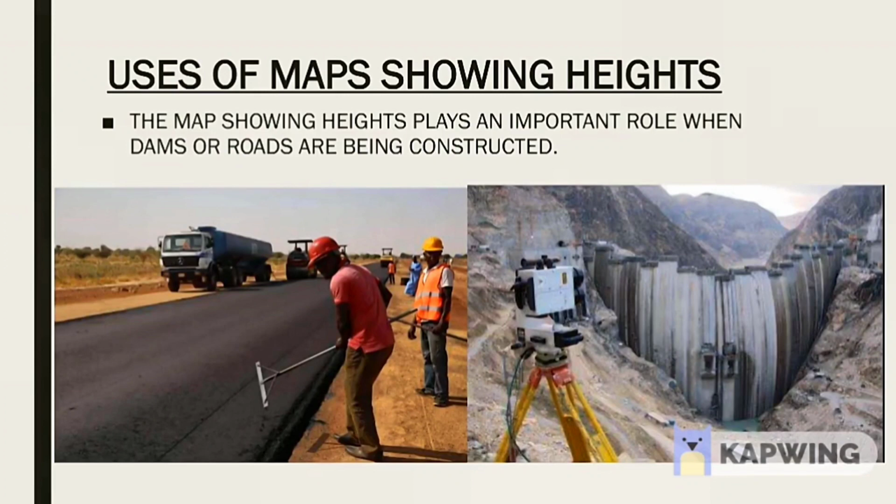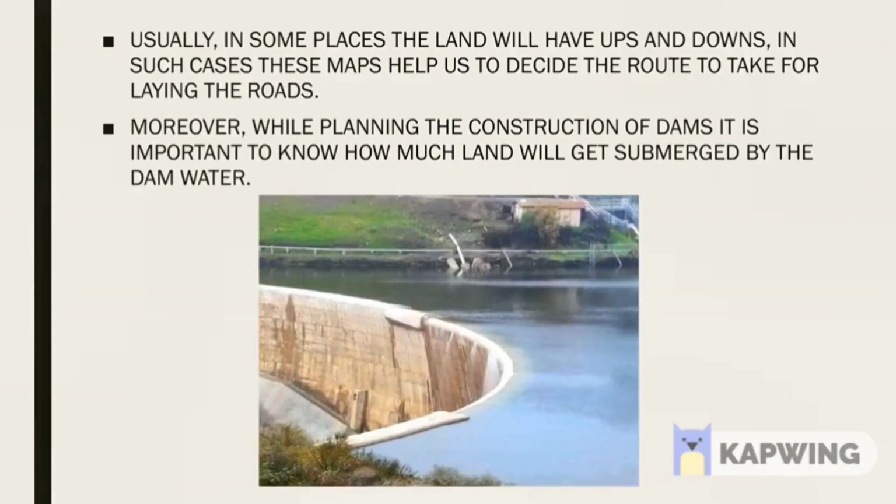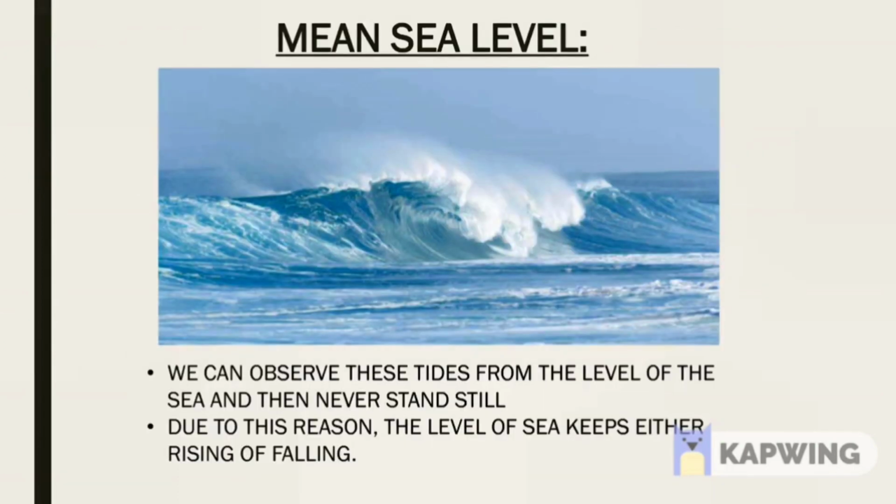Uses of maps showing heights. The map showing heights plays an important role when dams or roads are being constructed. Observe the picture. Usually in some places the land will have ups and downs. In such cases these maps help us to decide the route to take for laying the roads. Moreover, while planning the construction of dams, it is important to know how much land will be submerged by the dam water.